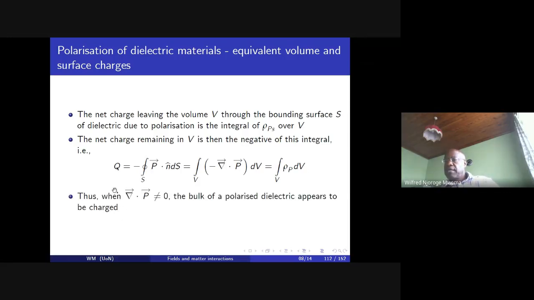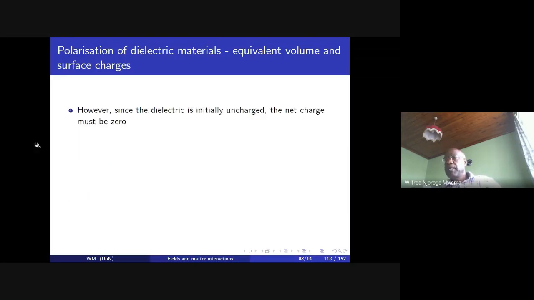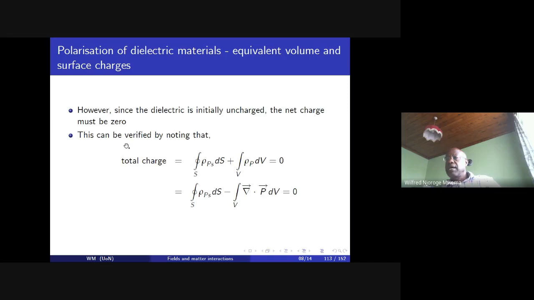So thus, as long as the divergence of the polarization is not zero, the bulk of a polarized dielectric will appear to be charged. But because the dielectric is initially uncharged, the net charge must always be equal to zero. And this we can verify by writing that the total charge is going to be given by the charge due to the surface distribution of charges plus the charges inside the bulk of the material, and all these must be equal to zero, and we get that value like that.